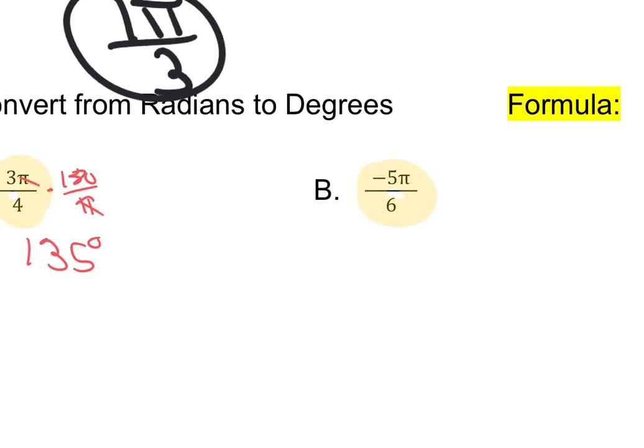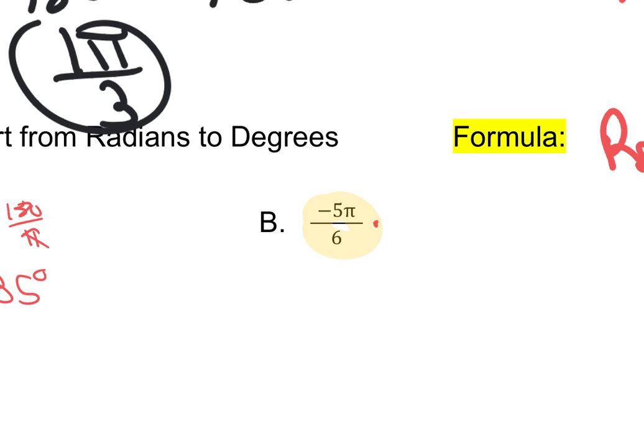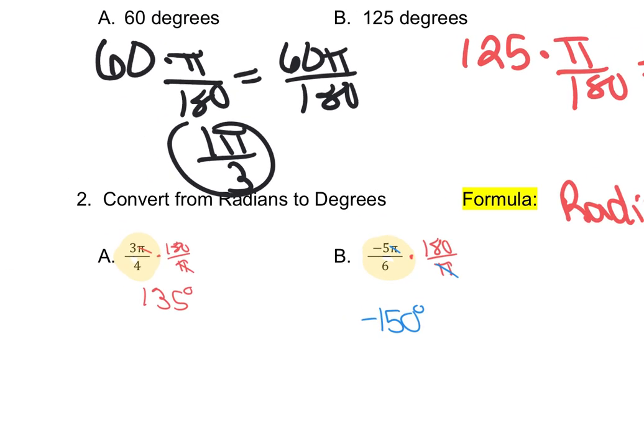Okay, same thing over here. We are going to multiply it times 180 over pi. Our pi's are going to simplify out. Negative 5 times 180 divided by 6 is going to be negative 150 degrees. Okay, so notice one of these angles is positive, one of them is negative. On the next page, we're actually going to talk about positive and negative angles.